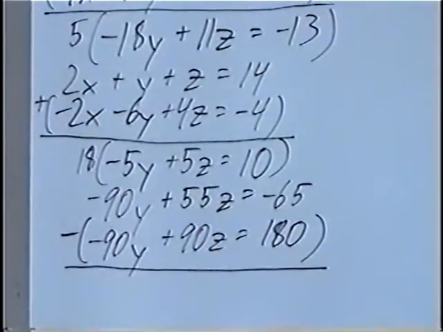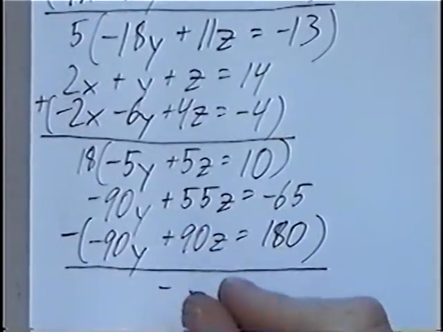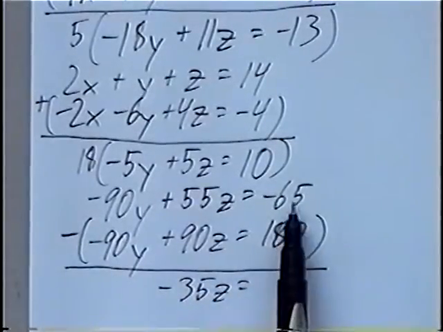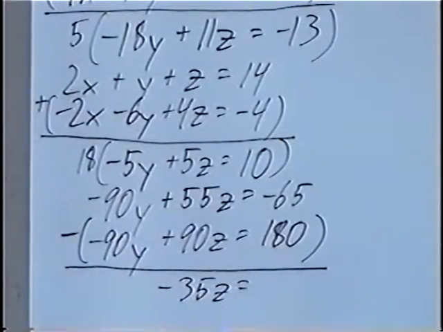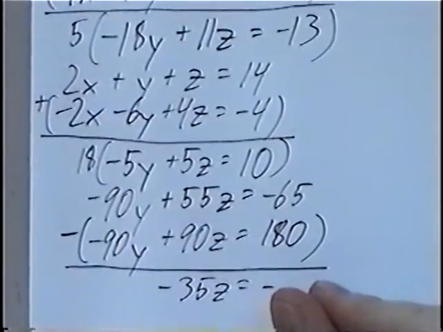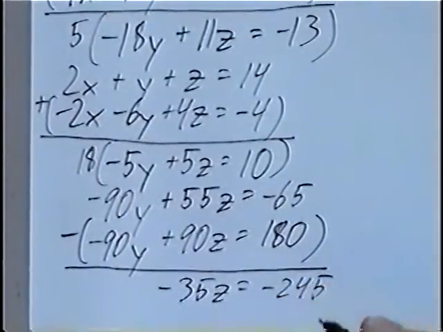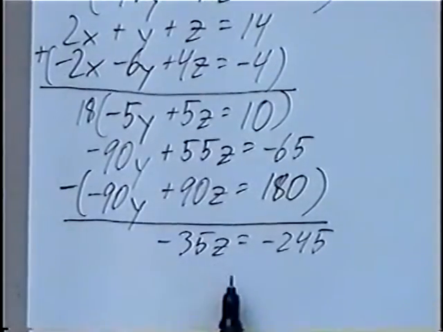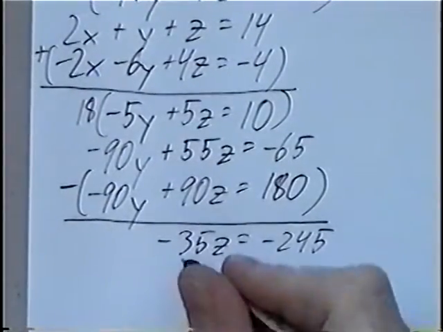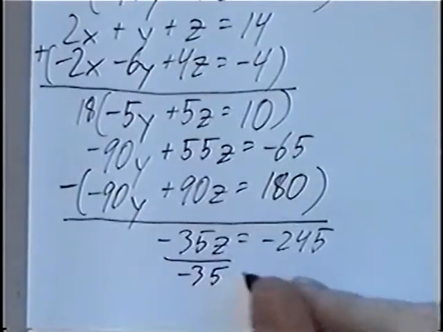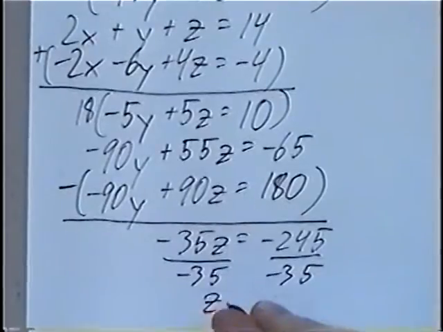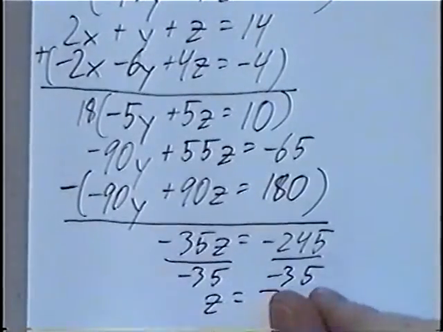55 minus 90 would be negative 35z. And negative 65 minus 180 would be negative 245. After eliminating the x's and now the y's, we're left with just z, and we can divide by negative 35 to get our first answer of z equals 7.